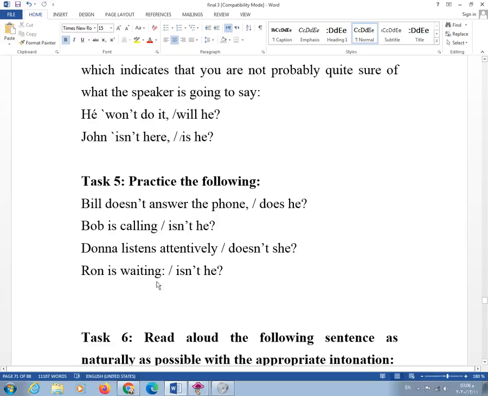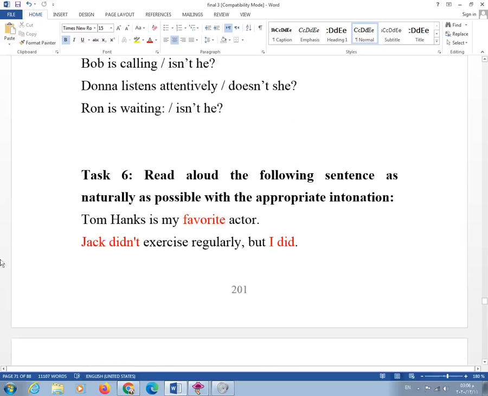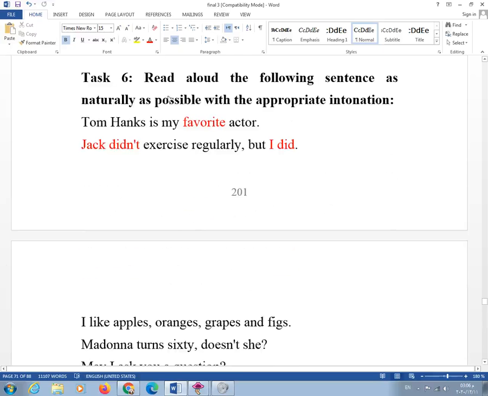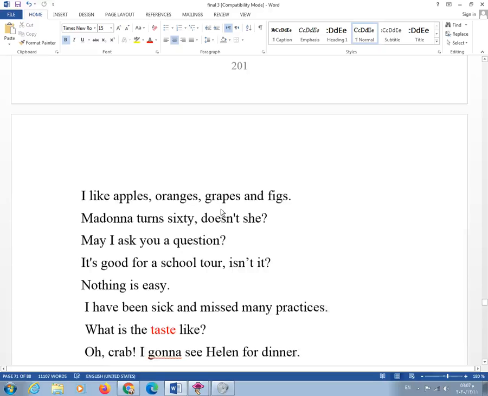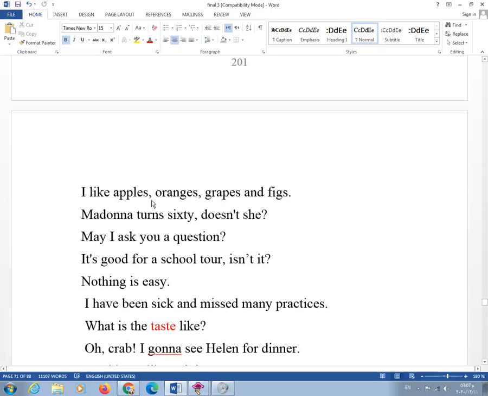Okay. Let's do this task. Read aloud the following sentences as naturally as possible with the appropriate intonation. Tom Hanks is my favorite actor. Jack didn't exercise regularly, but I did. I like apples, oranges, grapes, and figs. There is more list intonation. I like apples, oranges, rising, grapes, rising, and figs, falling.